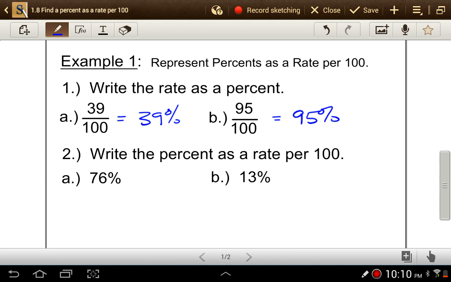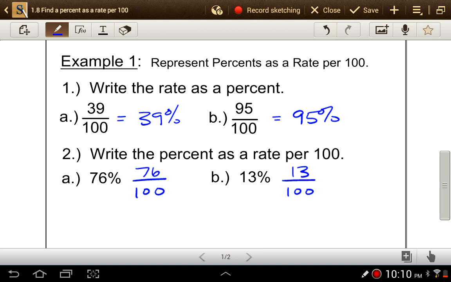So in question 2, we're going to write the percent as a rate per 100. All we're going to do is switch that up and write that as a rate. So 76% is going to be out of 100. That's going to be 76 out of 100. 13% means that out of 100, you would get 13. So if these were on a test and there's 100 questions, you would get 13. If it was an attempt of something, out of 100 attempts, you would get 13. Okay, so that's example 1.